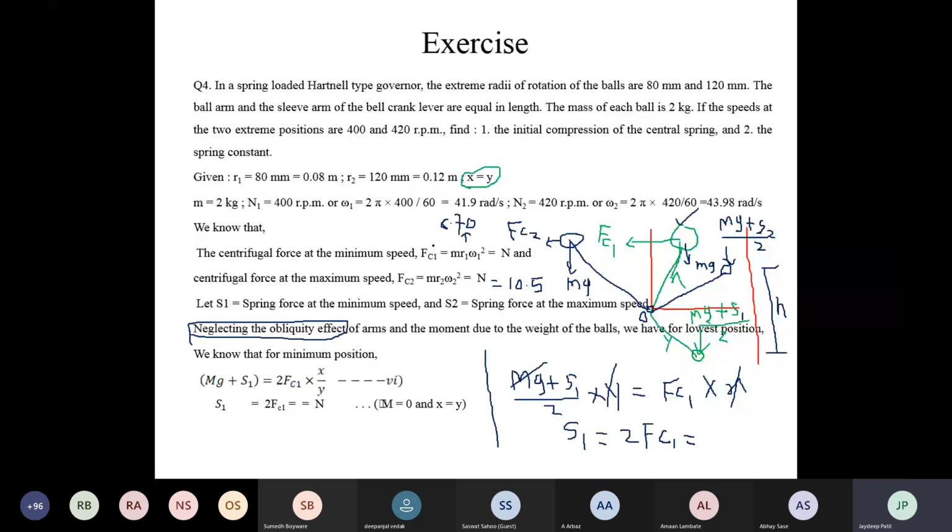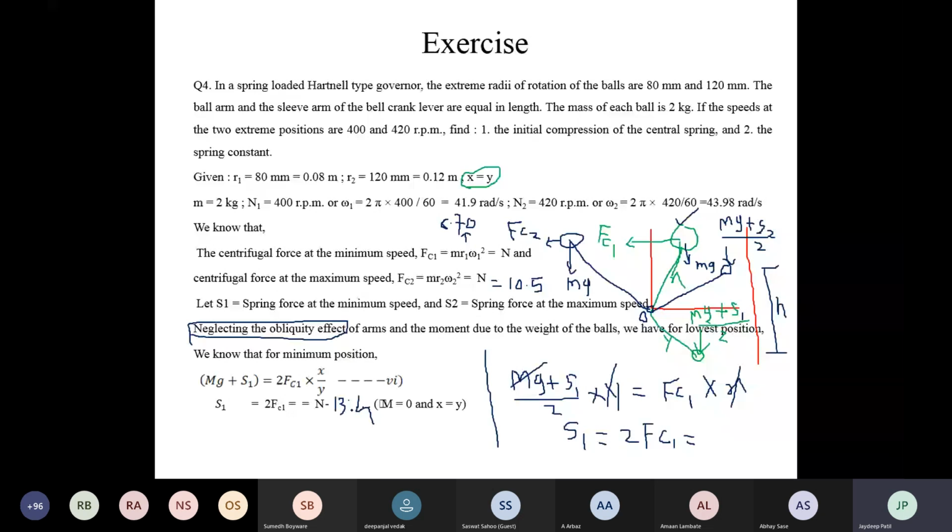12 and 13 point... how much? S1 is 13.4. Correct, 13.4. Similarly, find out S2. S2 is equal to 2FC2.